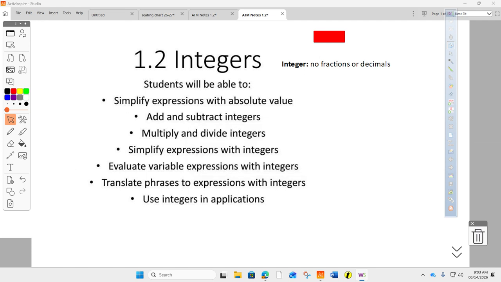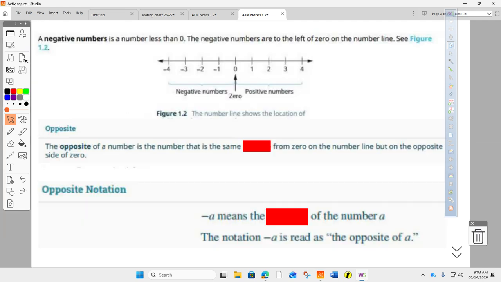Okay, so integers, no fractions or decimals. Negative numbers are to the left of 0 on the number line. Some negative numbers have fractions or decimals, right? Everything in between these lines would be a fraction or a decimal.